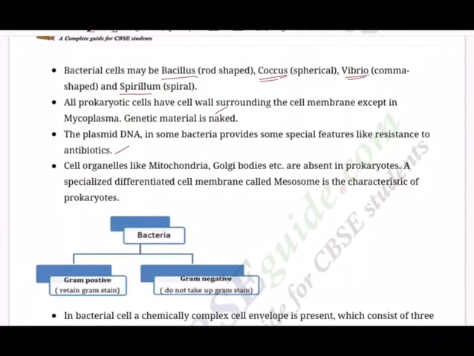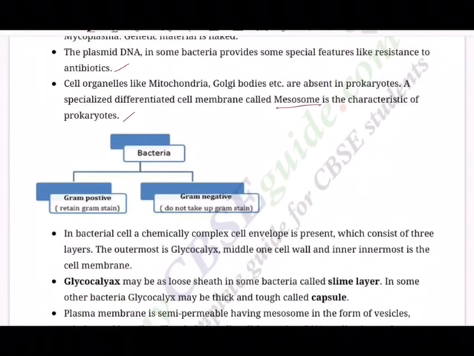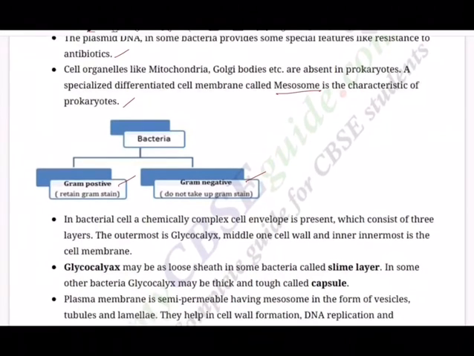Cell organelles like mitochondria, Golgi bodies are absent in prokaryotes. A specialized differentiated cell membrane called mesosome is the characteristic of prokaryotes. And bacteria, based on the stain, whether they get colored or not when color is applied, there are 2 types, gram positive and gram negative. Gram positive retain the stain, and gram negative don't take up the stain at all.